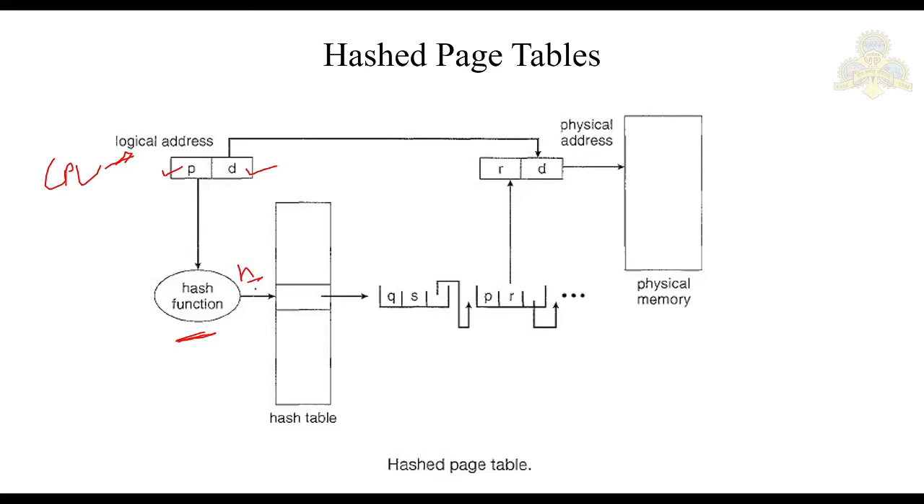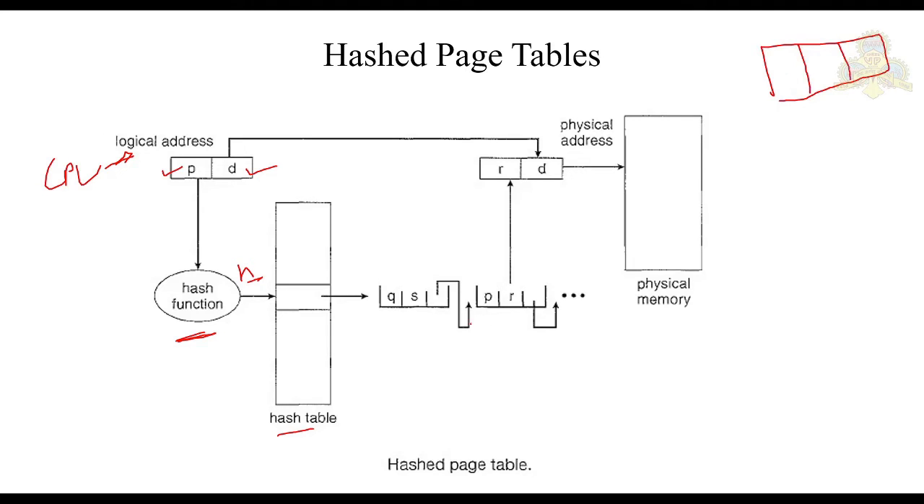So that hash value is given as an input to your hash table. Basically, whenever the hash function is applied on your page number, whatever value you get is searched in your hash table. Fine. Now each entry in the hash table contains a linked list. You can see this is a linked list, which contains nodes. So in our case, a node contains three fields.